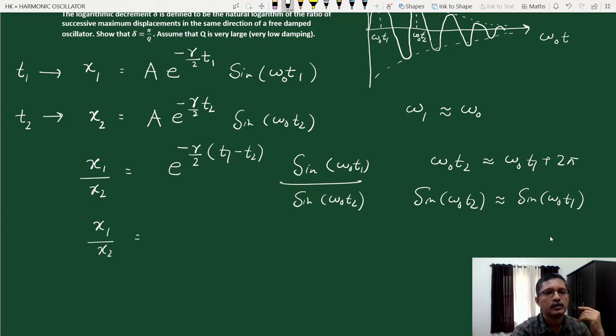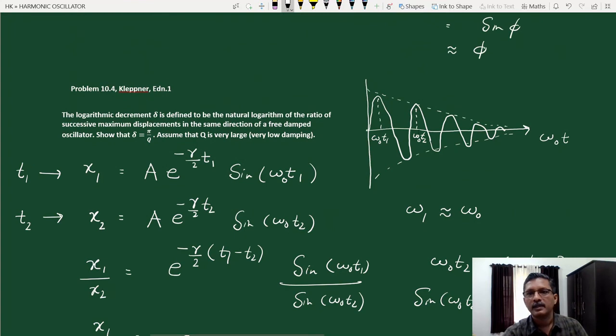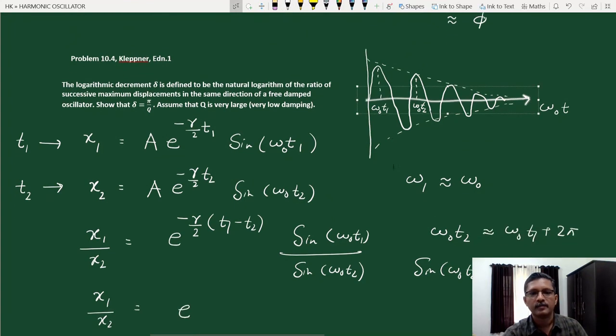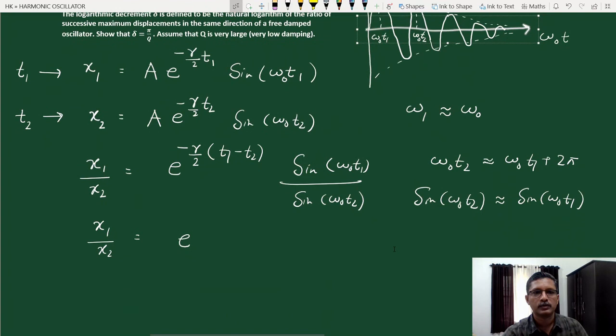x1 by x2 is e raised to, we know that t2 is greater than t1. In the figure, t2 is a later time and t1 is the earlier time. So t2 minus t1 is a positive value, so we can take the negative outside from the exponential factor. So we get e raised to gamma by 2 into (t2 minus t1).